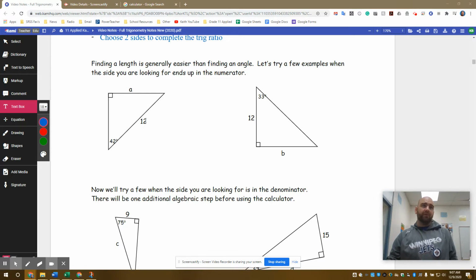This first one here on the top left, we're given an angle of 42 degrees. We have side A and we have a side length of 12. Now, in this case here, this is a right angle triangle, so that's important that we look at.